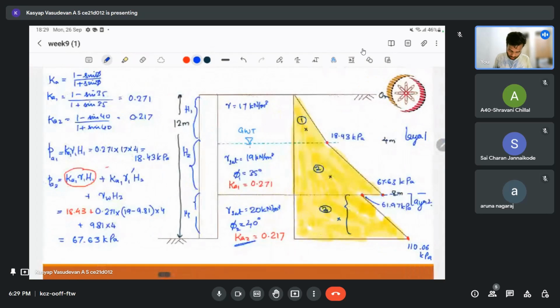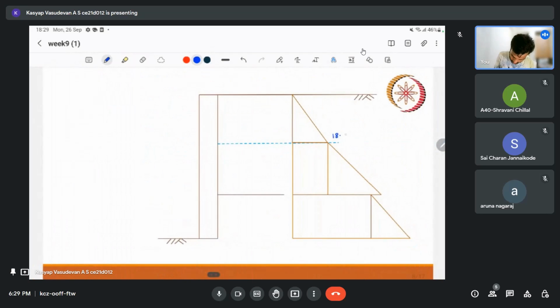So we have 18.43 kPa, 67.63 kPa, and 61.97. So this one is 61.97 kPa, and here I have 110.06 kPa.